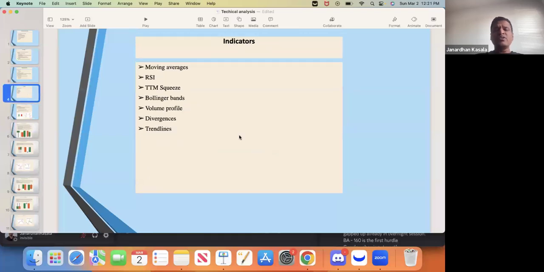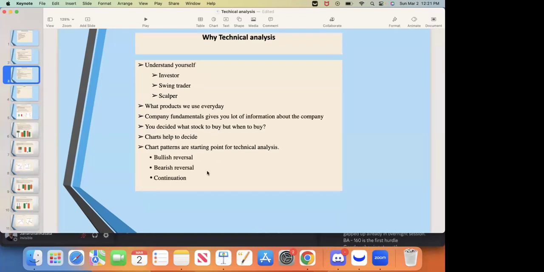And also, there are indicators. This is the next step. First, you need to understand how to read a chart, how to read candlesticks. We're all talking about the price action. The action is all about understanding a candle. It's about understanding a person's behavior.